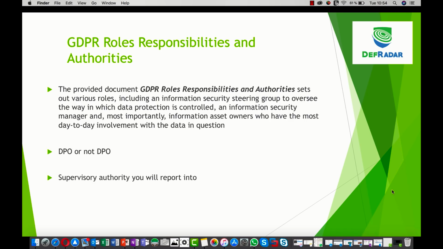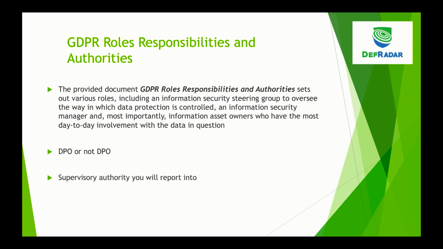The document that we'll create, GDPR Roles, Responsibilities and Authorities, in Chapter 7, sets out various roles, including an information security steering group to oversee the way in which data protection is controlled, an information security manager, and most importantly, information asset owners who have the most day-to-day involvement with the data in question.